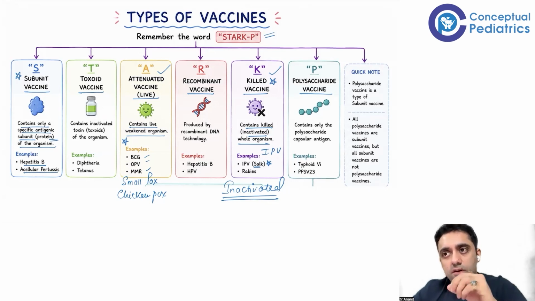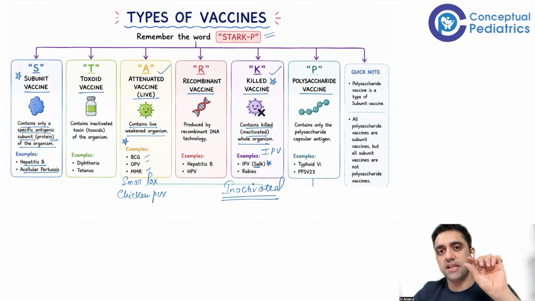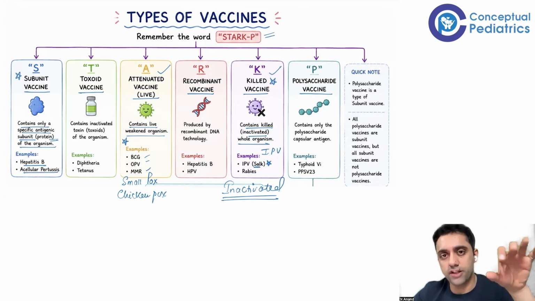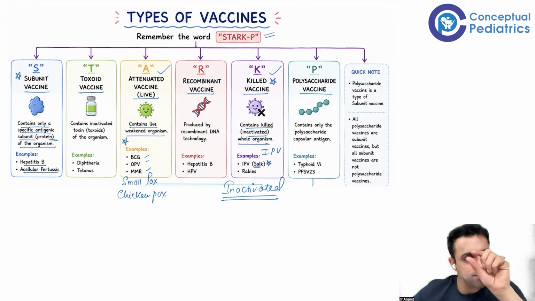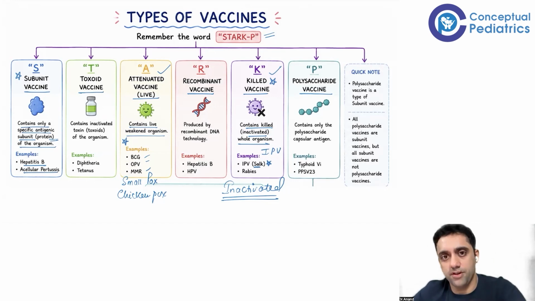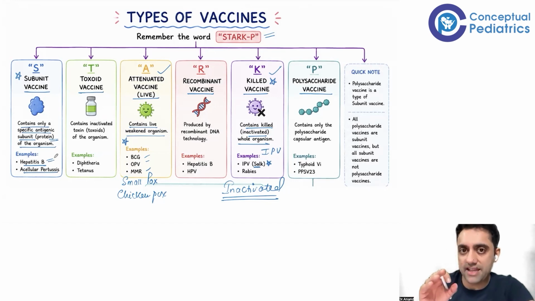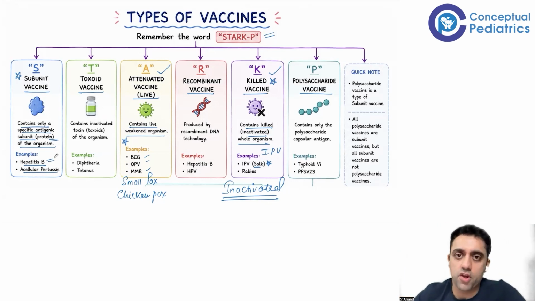Like in hepatitis B, we are only taking the HBsAg. We are not taking the whole antigen. We are just taking the subunit of it, a small part of it. Remember, this is important for exam purposes. In hepatitis B, we are just taking the HBsAg, not the whole organism.